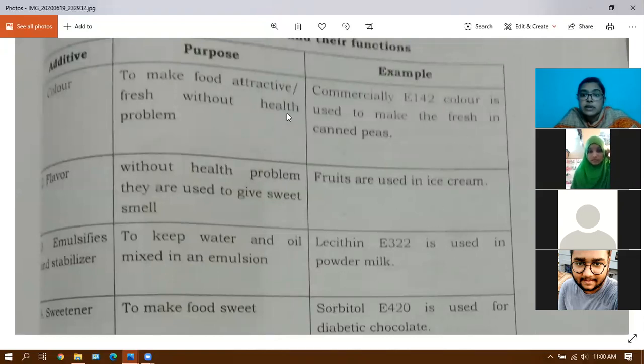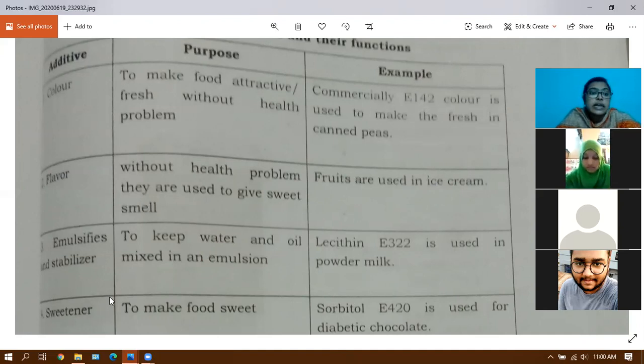E142, lecithin, E322. These are additive names, and these additives help make food attractive, with flavor, taste, etc. First, color, to make food attractive and fresh without health problems, like E142. Color is used to make the fresh and canned food appealing.